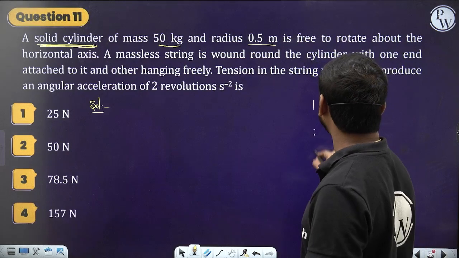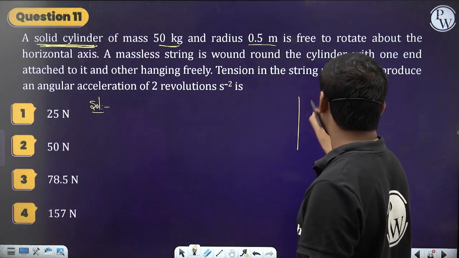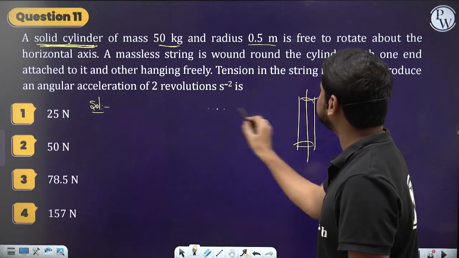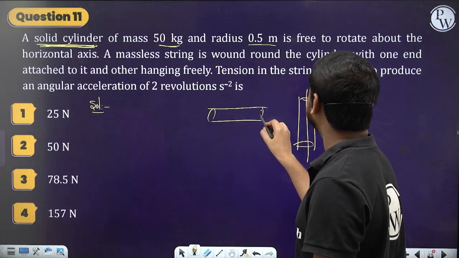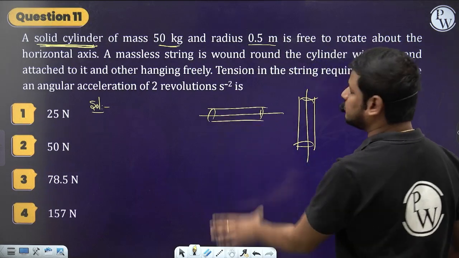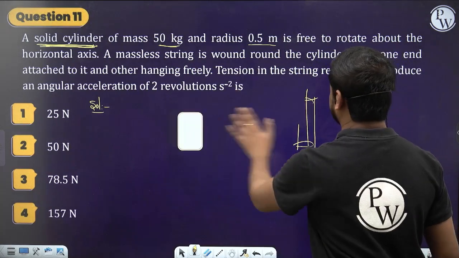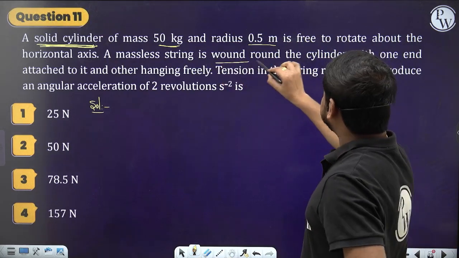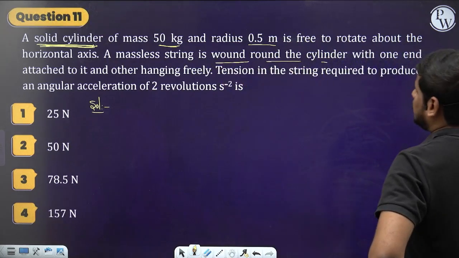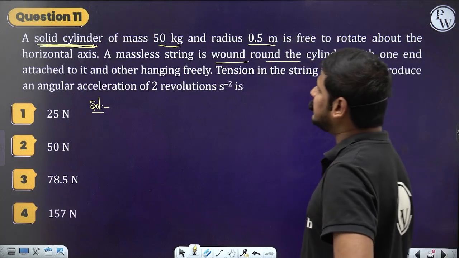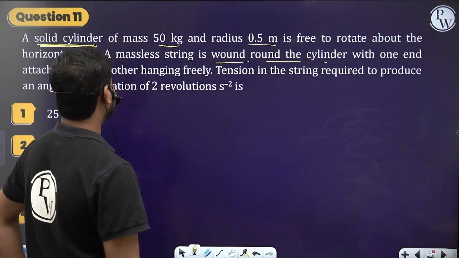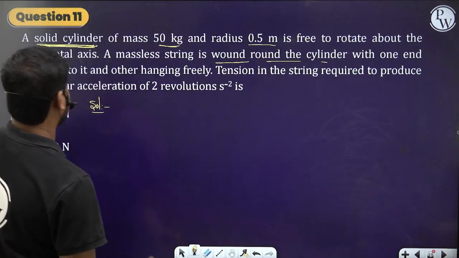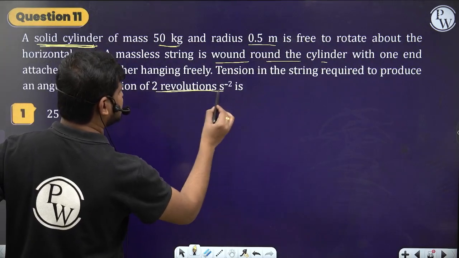So what about its horizontal axis? Like this one, about its axis. This is a cylinder, it's free to rotate about its horizontal axis, means you have to imagine the cylinder like this. About this axis, we already know the moment of inertia. Yes or no? So then, next, a massless string is wound round the cylinder, with one end attached to it and other hanging freely. So the tension in the string required to produce an angular acceleration 2 revolutions per second square.